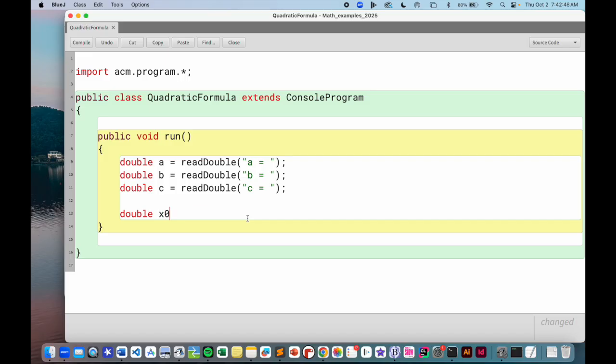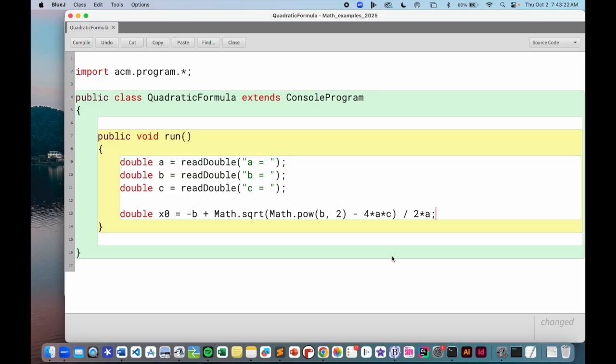Let's do that. Let's do x0 equals negative b plus. We just learned how to do square root. It's Math.sqrt. And then b squared. I could just type b times b here, but just to practice, let's do Math.pow b, 2, minus, I do have to write 4 times a times c. Otherwise, Java won't know to multiply those. It'll think it's a variable, over 2 times a.